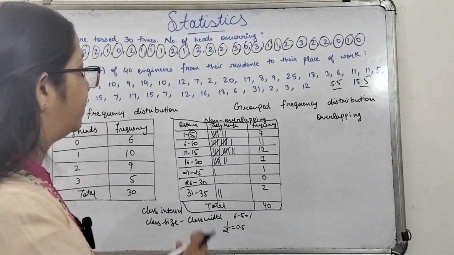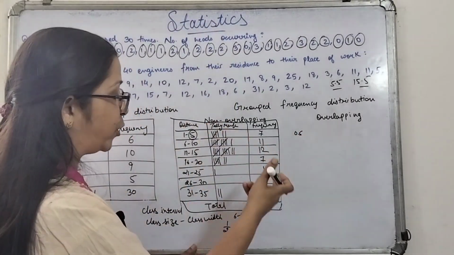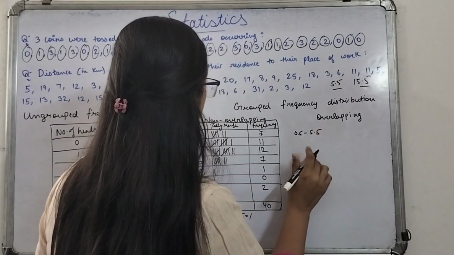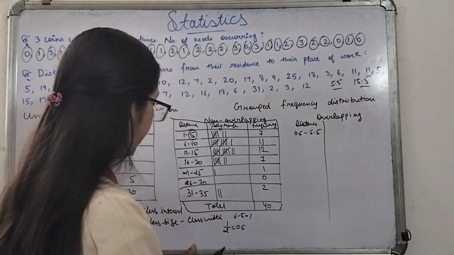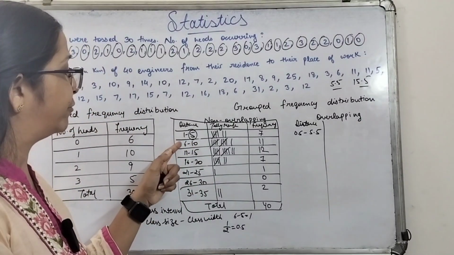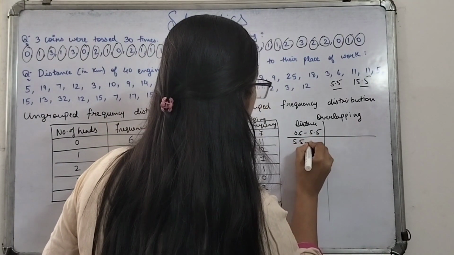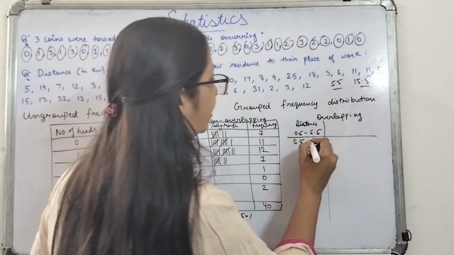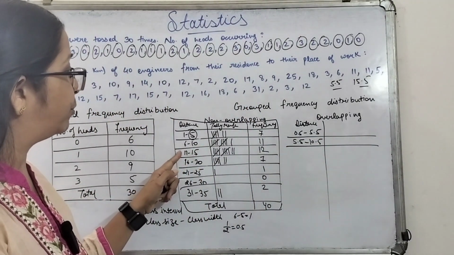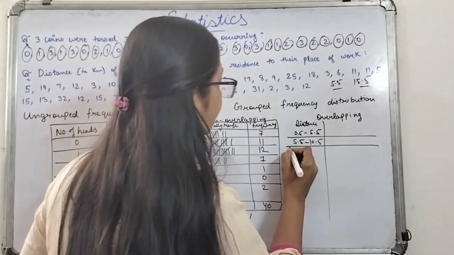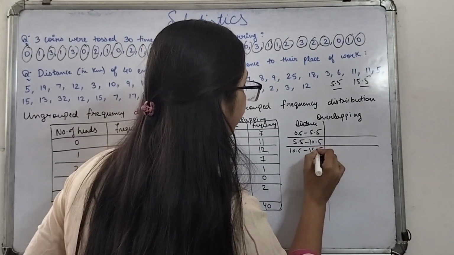So this class interval will become 1 minus 0.5, which is 0.5, and 5 plus 0.5, which is 5.5. This is your distance, or you can say class interval. Then next is 6 to 10. Here we subtract 0.5 from 6, it becomes 5.5, and if we add 0.5 to 10, it becomes 10.5. The next is 11 to 15. If we subtract 0.5 from 11, we get 10.5, and if we add 0.5 to 15, we get 15.5.